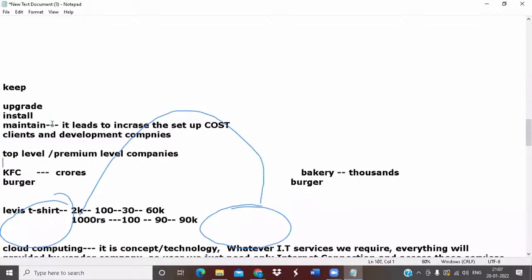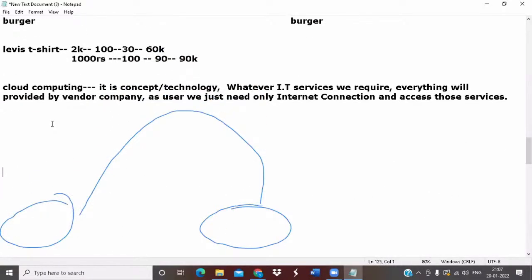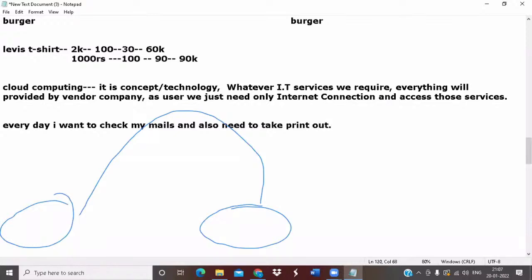For your better understanding, I'm going to give a small example regarding cloud computing. Listen carefully and try to understand this point. Every day, I want to check my mails and also take a printout. So what I have to do? If I want to check my mails and take the printout, I need to buy a laptop, and also I need to buy a printer. I need to buy some stationery, white papers, etc. And also I need to take an internet connection from an ISP. You got it, all of you?